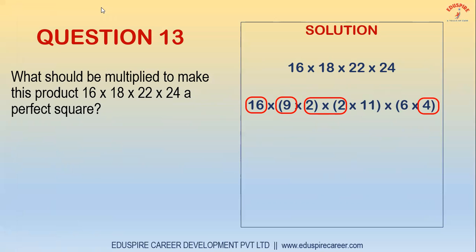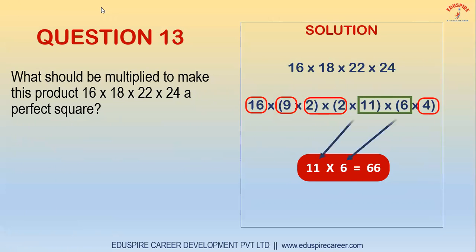So what stops it from being a perfect square? Definitely 11 and 6 are there, who do not have a pair, which is why it is not becoming a perfect square. Hence, to make it a perfect square, we must have one more 11 and one more 6, so that a pair of 11 and a pair of 6 will make it a perfect square. So the number that needs to be multiplied should be 11 into 6, which is 66. So my answer is 66. All right. So we'll move on to the next one.